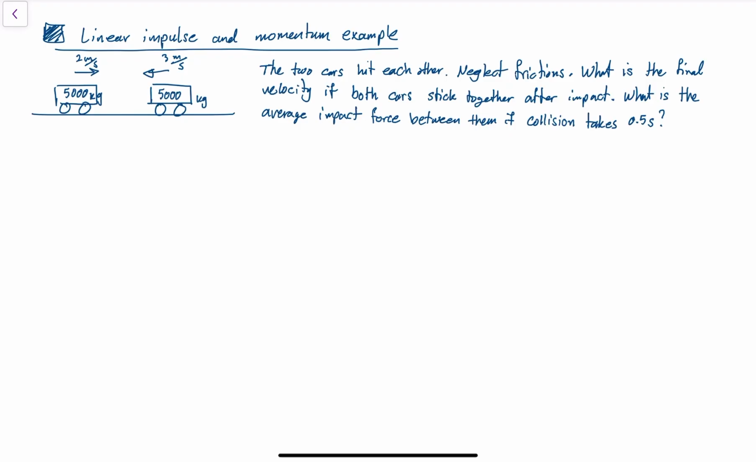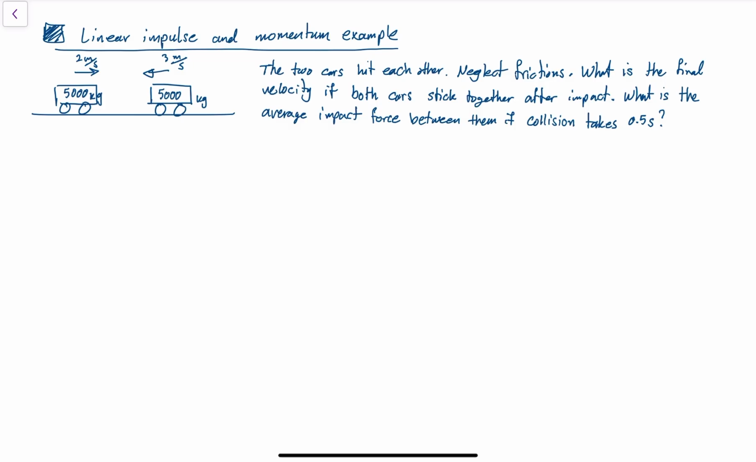So, assuming no friction, when the cars hit each other, we want to find the common velocity that they go after the impact, assuming that they stick together when the collision is finished. So that's one thing. The other thing, we want to know what is the average force between the two cars during the collision if the entire collision takes half a second.